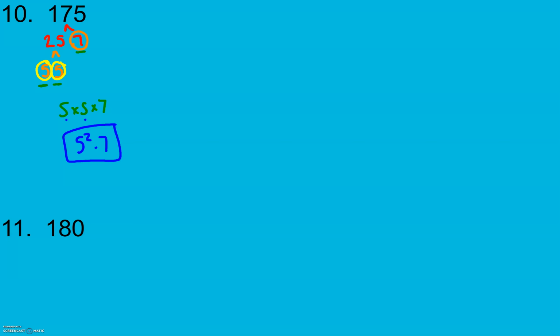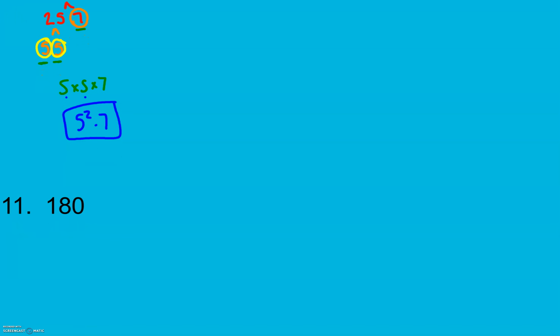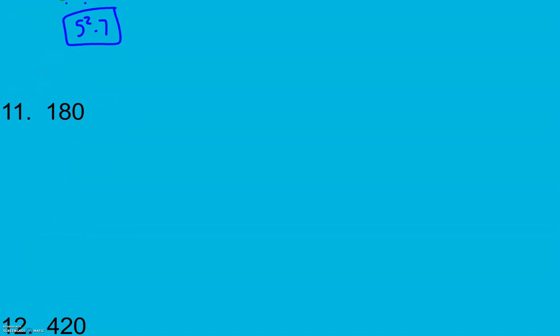180 ends in 0, so we know it's divisible by 5 and 10. I'm going to use 10 times 18. It's even, so we could have divided it by 2 as well. It doesn't matter how you divide them, guys, as long as you use any set of factors. We could have used 36 and 5, 2 and 90.